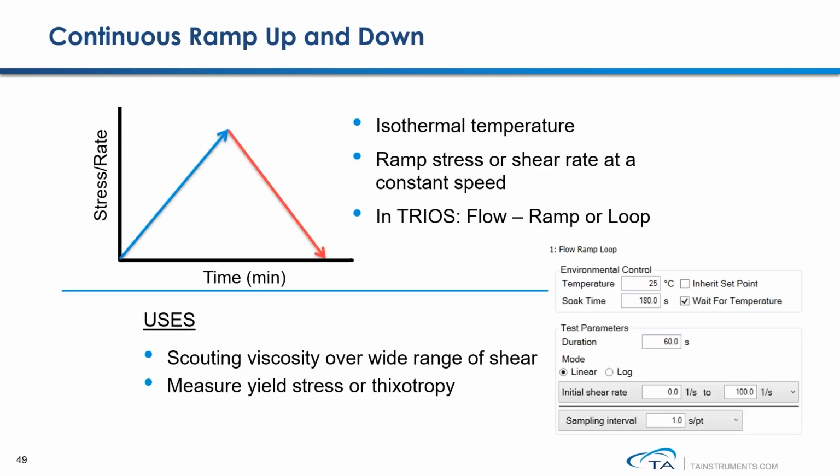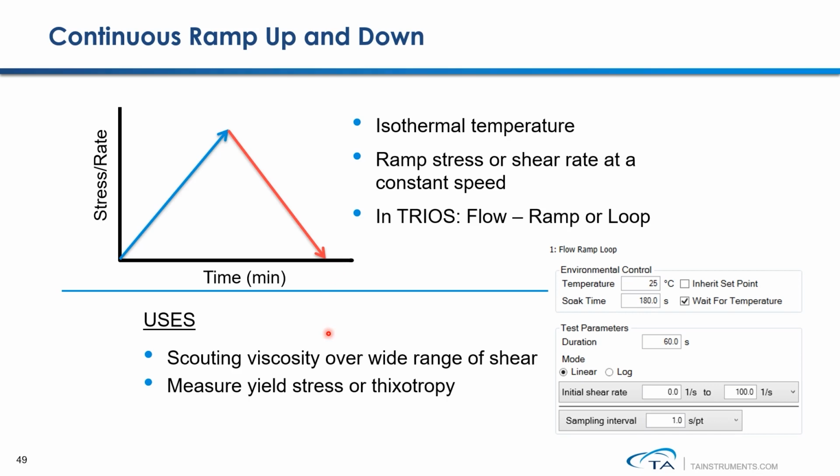Instead of programming only a one-step continuous ramp experiment, you can actually program a multiple-step continuous ramp up and ramp down test. For example, you can ramp shear rate from 0 to 100 reciprocal seconds in 1 minute, and then immediately ramp it down from 100 to 0 in another minute. The application of this procedure is scouting the viscosity of a sample over a wide range of shear conditions.